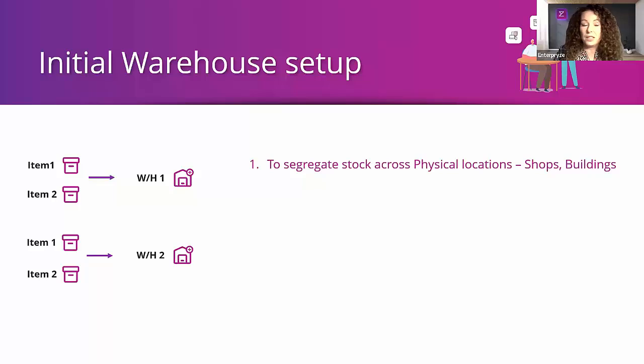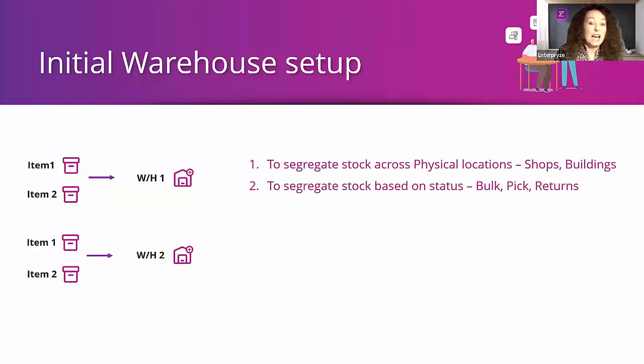Could be all your different omni-channel selling points as well, online stores, etc. Could be a location for that as well. It's to segregate stock based on status. So bulking, for picking, for returns as well.